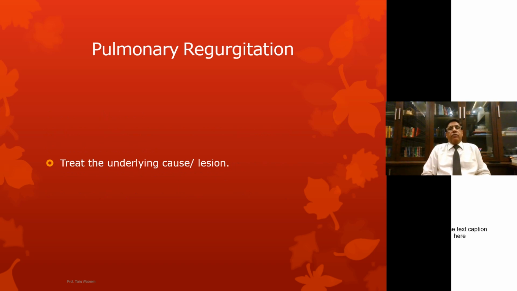Treatment of pulmonary regurgitation would be treating the underlying cause. If it is secondary to mitral stenosis, treat that. If it is secondary to lung disease, treat that. And if it is part of, say, more complex congenital conditions, you have to treat or correct that condition.